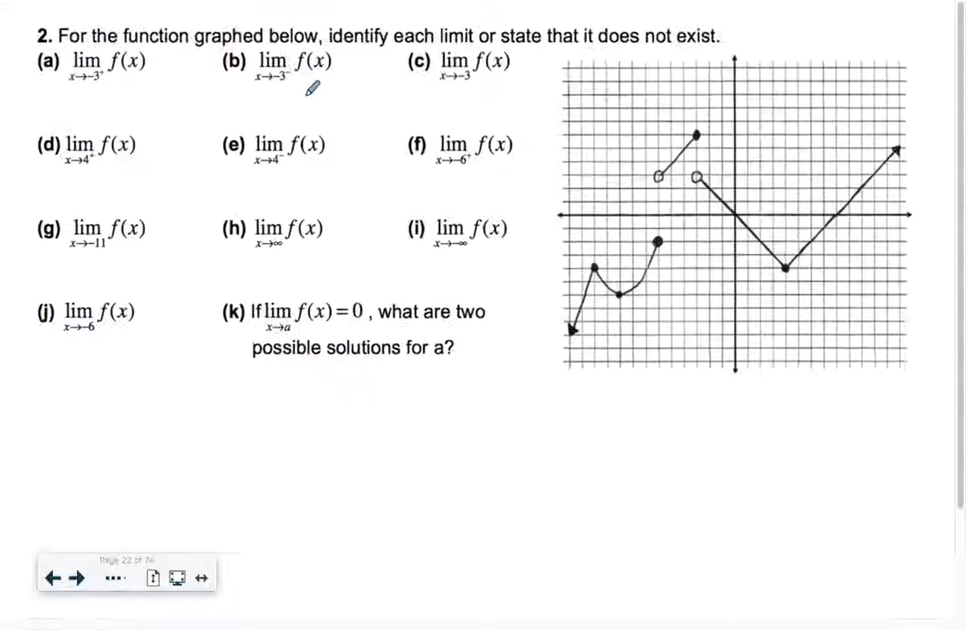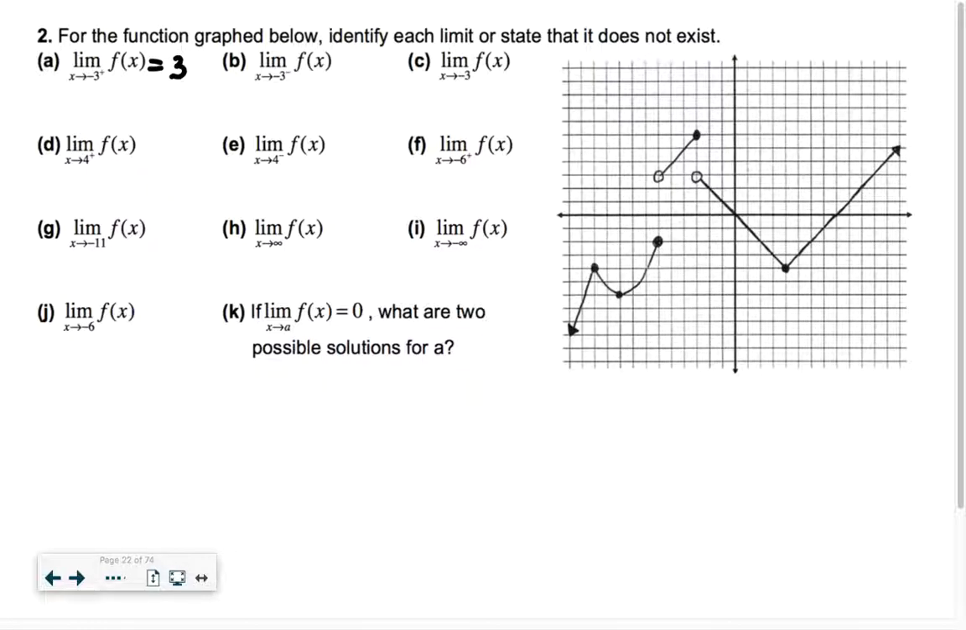Okay, so the first one, we have the limit as x goes to negative 3 from the right. So what I always had to do is think about this line. If I trace along the curve and I'm getting closer to that line, I'm getting closer to this y value. So it should be 3, should be your answer. So 3.